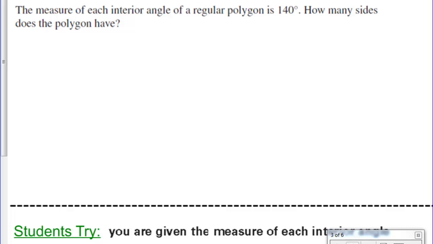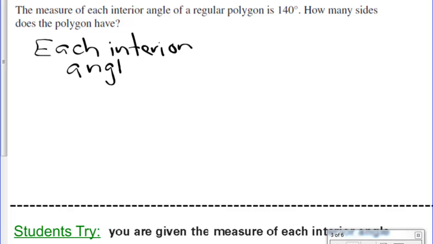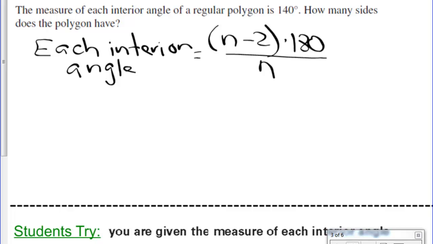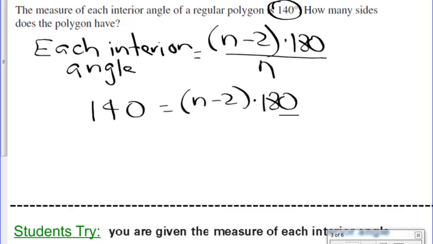So let me remind you that the corollary from the first page said this, that each interior angle is equal to n minus 2 times 180 divided by n. Okay, so do we know the measurement of the interior angles for this polygon? Yes, it's 140 degrees. So I'm going to say 140 degrees equals n minus 2 times 180 divided by n. So that's the geometry, setting that equation up in this fashion.